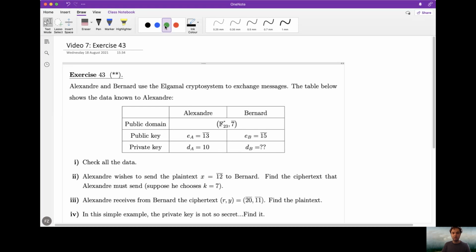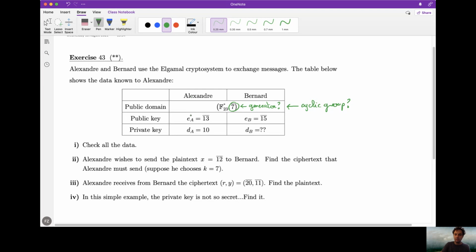So what do we mean by checking all the data? Well, basically there are two things to check. First, we have to check whether this is indeed a cyclic group. Is this a cyclic group? And is this 7 here a generator of the group or not? So this is the second question, right? Is this a generator of the group? And then the second thing that you need to check is whether the relation between the public and private key is correct. The relation here between EA and DA.